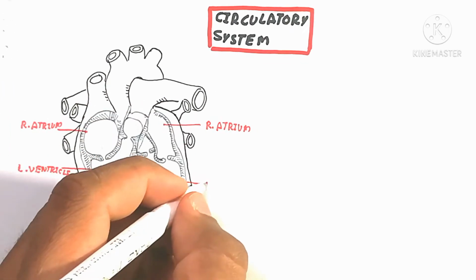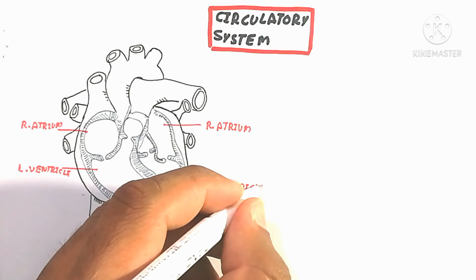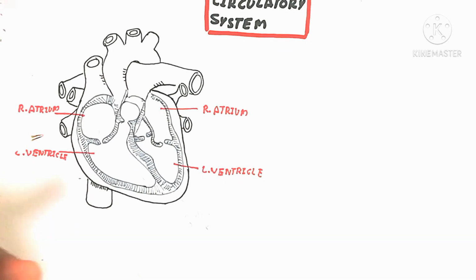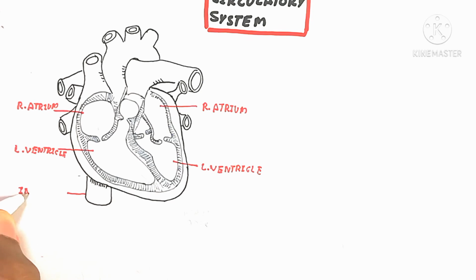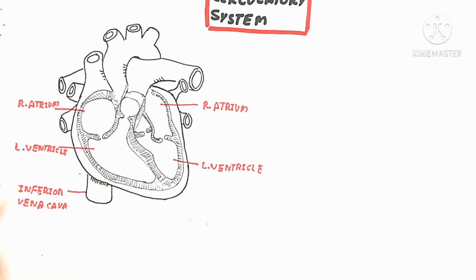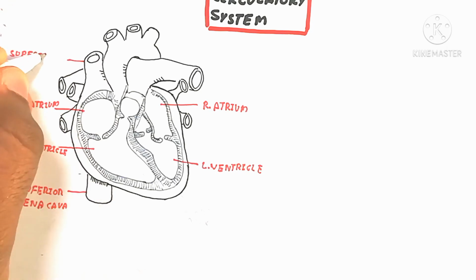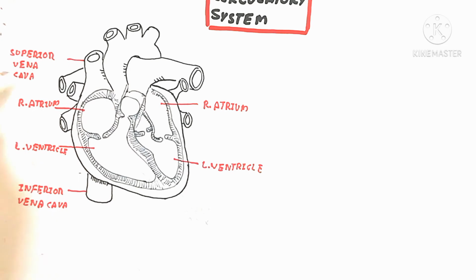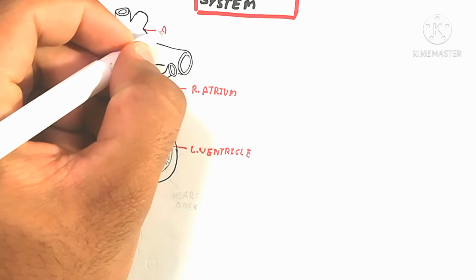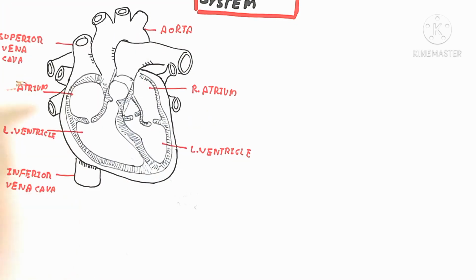So here is the heart, which contains a right atrium and right ventricle, and a left atrium and left ventricle. The right atrium contains a tricuspid valve between the atrium and ventricle. On the other hand, the left ventricle and left atrium contain a bicuspid valve. Here I made a mistake: this is the right atrium instead of the left atrium. The left atrium should be here, but I labeled it wrongly.